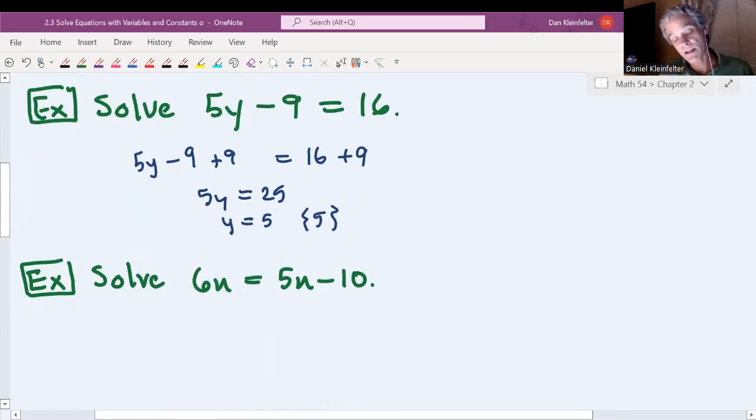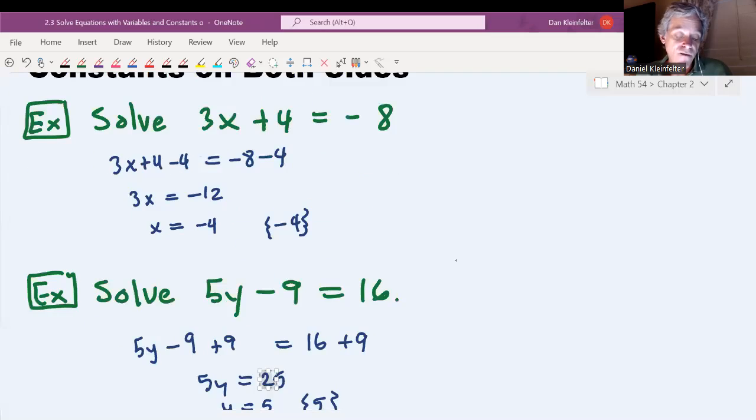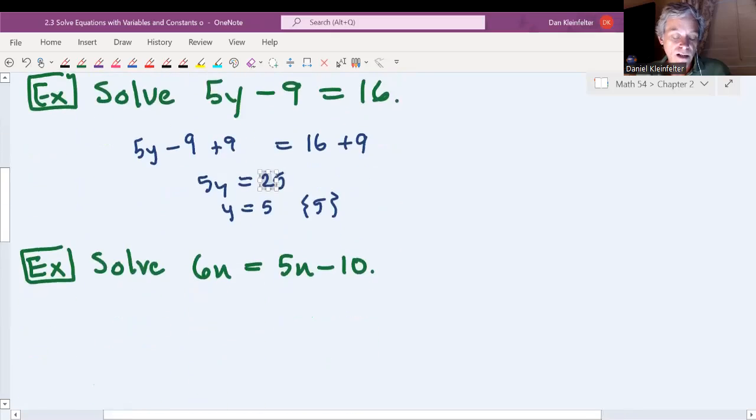Okay, let's try this one. This one's a little different because there are variables on both sides. In the last example and the one prior, we had one variable term and 2 constant terms. There was a variable on the left side and constant terms on both sides. What's different about this one is that there are still 3 terms, but 2 are variable terms and 1 is a constant term.